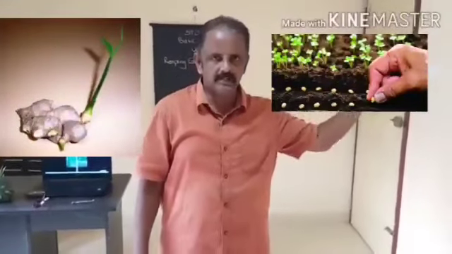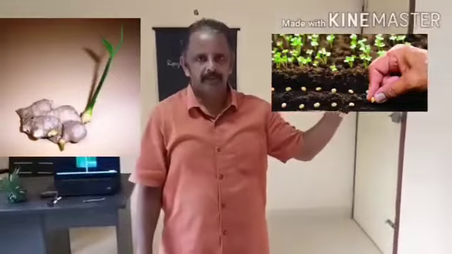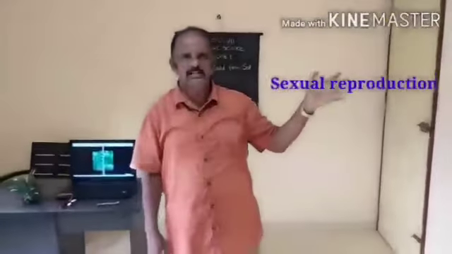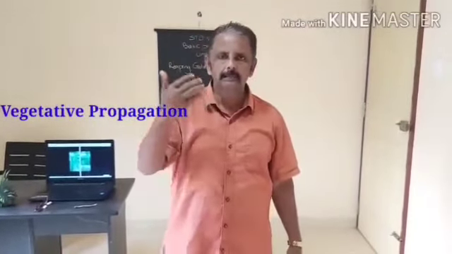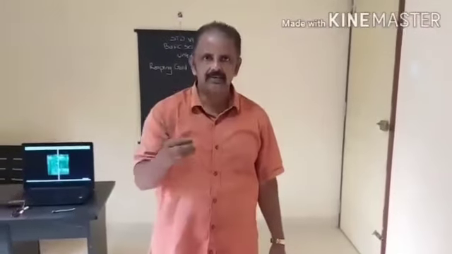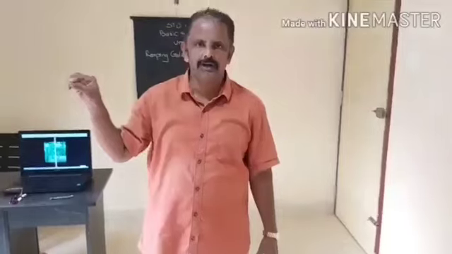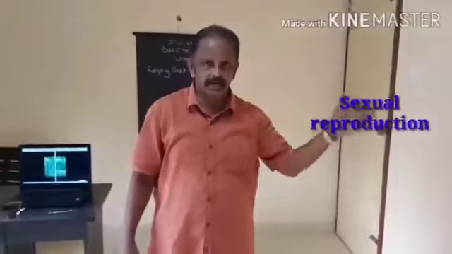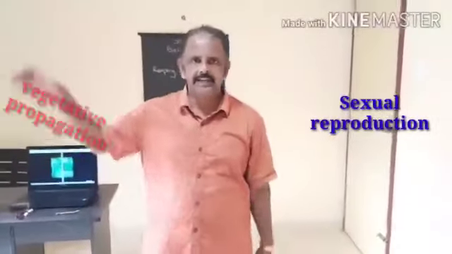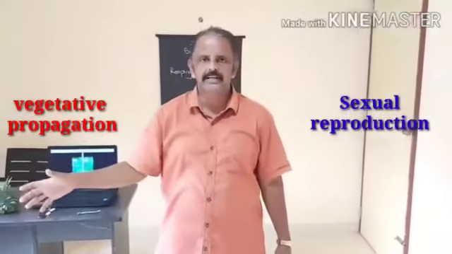This type of reproduction is called sexual reproduction. A new plantlet produced from a seed is called sexual reproduction. And in this type of reproduction, the new plantlet is produced from other parts like root, leaf, stem of a plant, and is called vegetative propagation or asexual reproduction. So this is sexual reproduction in these plants. These plants are germinating from seeds, and this reproduction is vegetative reproduction or vegetative propagation.